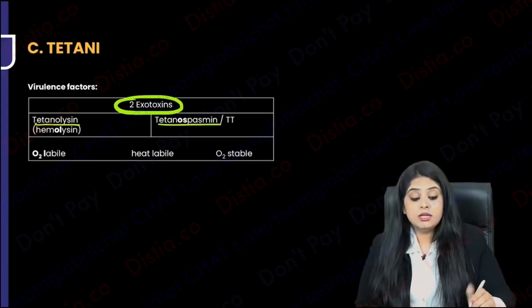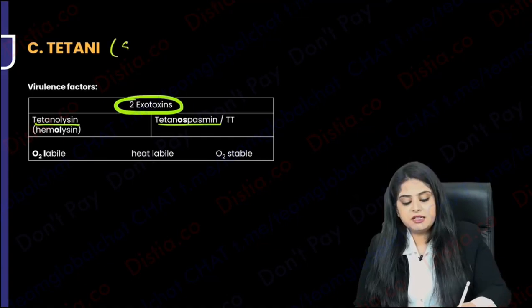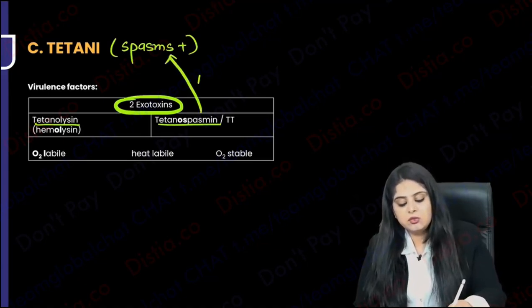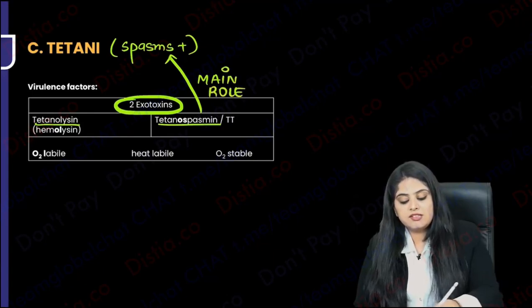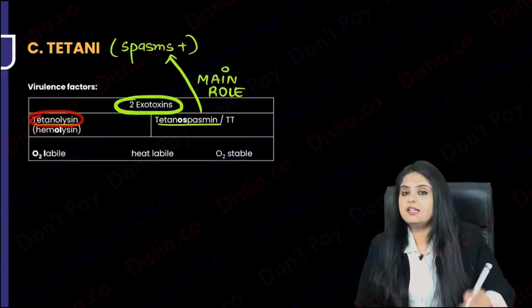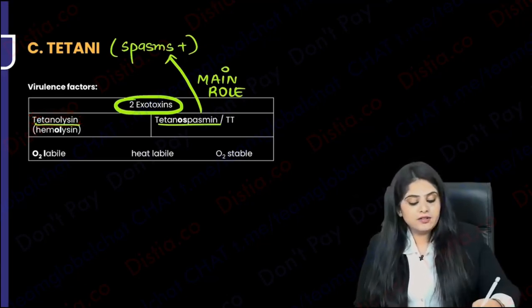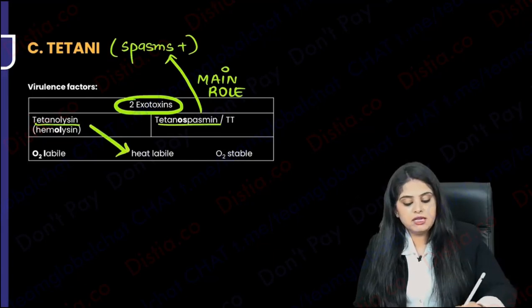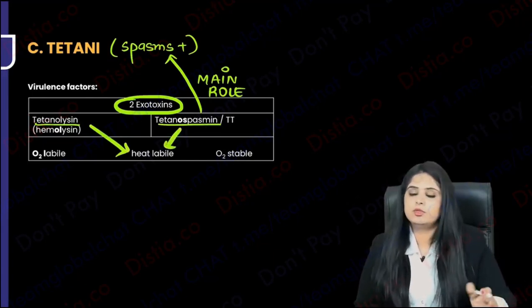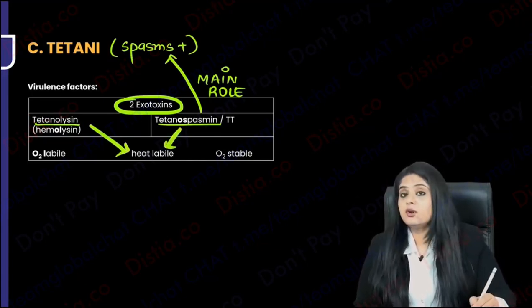Now they ask you which of them causes tetanus. So common sense, if I'm saying tetanus is all about spasms and muscle spasms, this is obviously going to be caused by tetanospasmin. Who has the main role in causing spasms? Will of course be tetanospasmin. On the other hand, tetanolysin has no role in the disease. How do I differentiate? Look, both of them are heat labile, so that doesn't differentiate. Both of them are heat labile. But what is their oxygen ability?